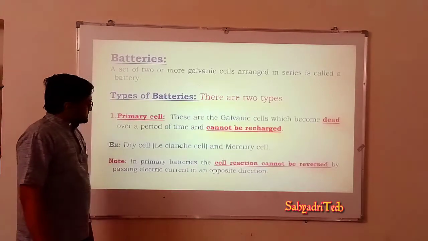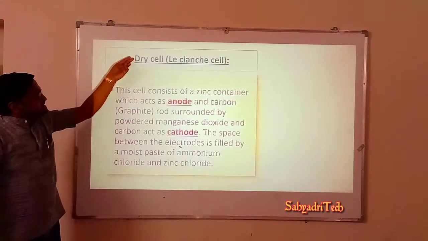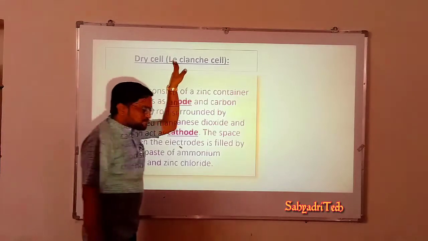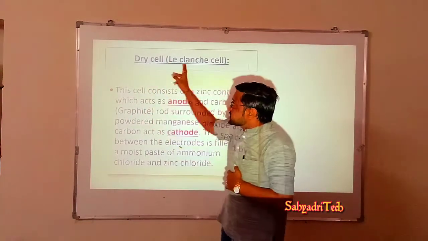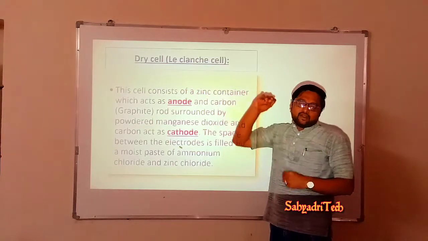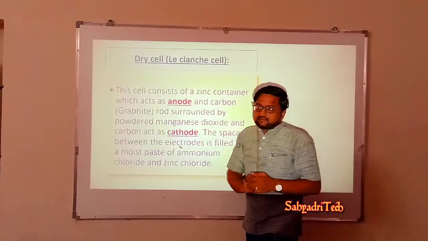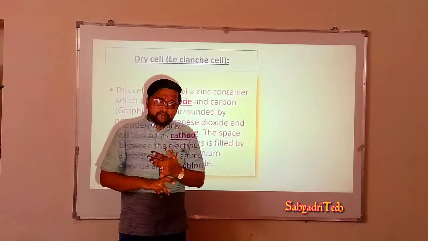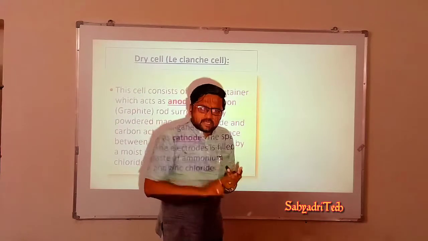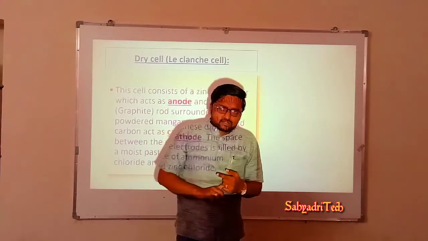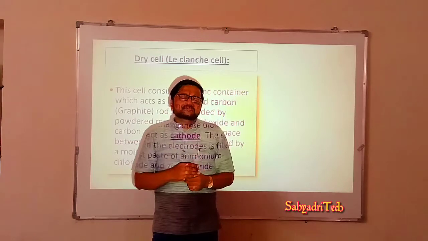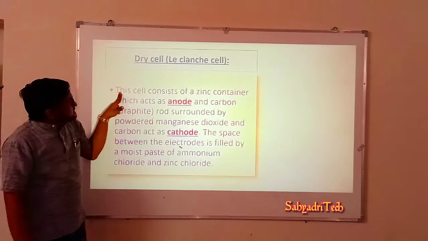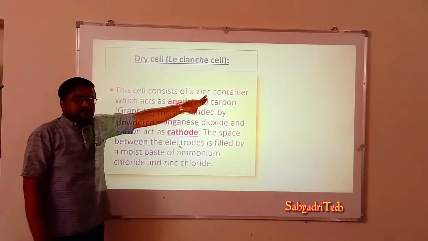Well, coming to the first example, what is it? The dry cell, or I can say it is also called the Leclanché cell. Why is it named Leclanché? It's the name of a discoverer. Basically, this dry cell is, again, a galvanic cell. It means there will be an anode, a cathode, and an electrolytic solution, and even we can say a salt bridge. So here in the case of the dry cell, this cell consists of a zinc container.